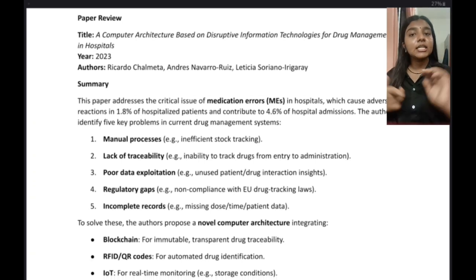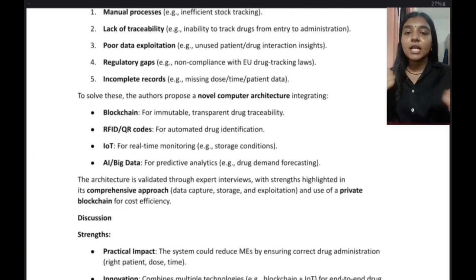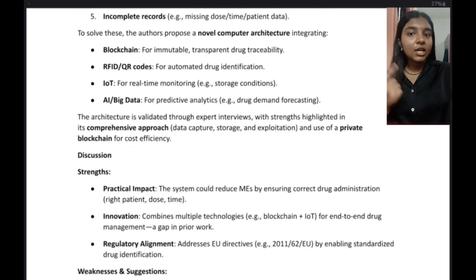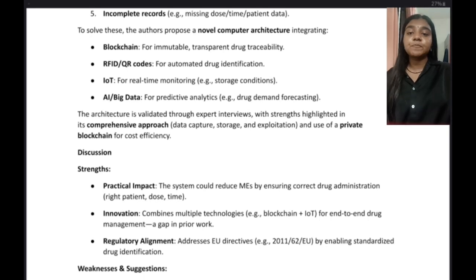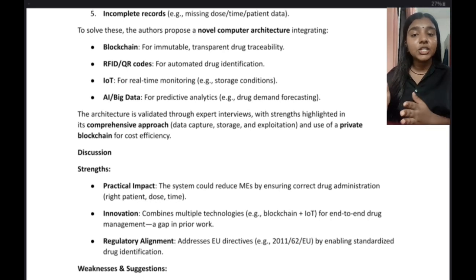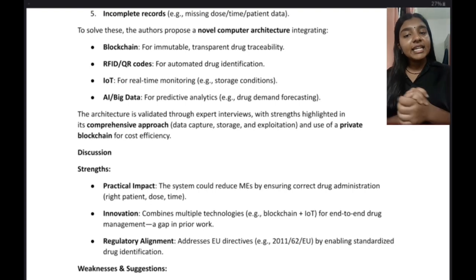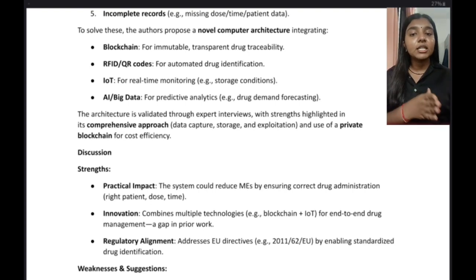To solve this, the authors propose a new computer architecture that combines blockchain for secure, tamper-proof traceability, RFID or QR codes for automated drug ID, IoT sensors to monitor storage conditions, and AI with big data to analyze trends and forecast needs. This setup covers everything from data collection to real-time monitoring and decision-making. They validated it through expert interviews, showing its practicality and potential.